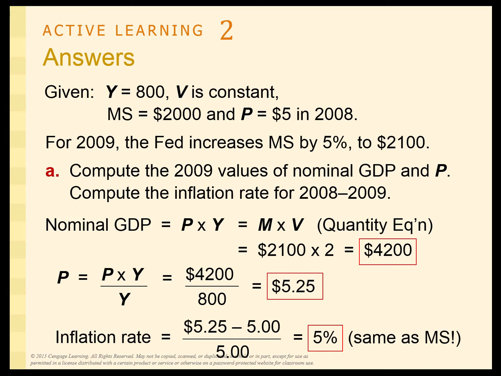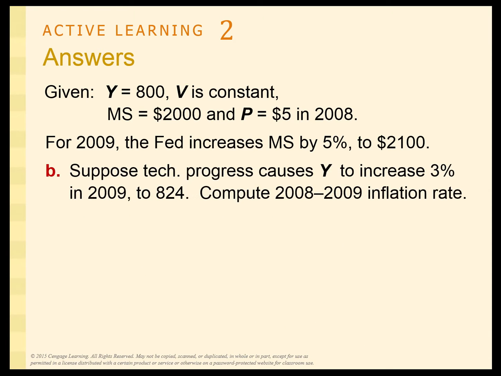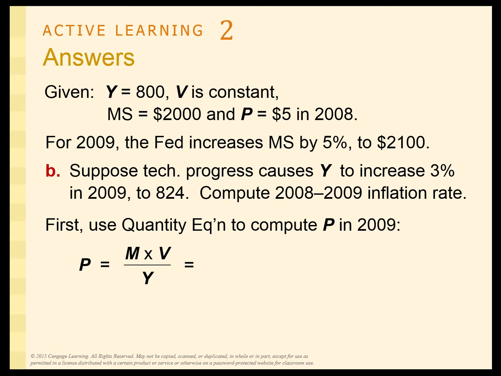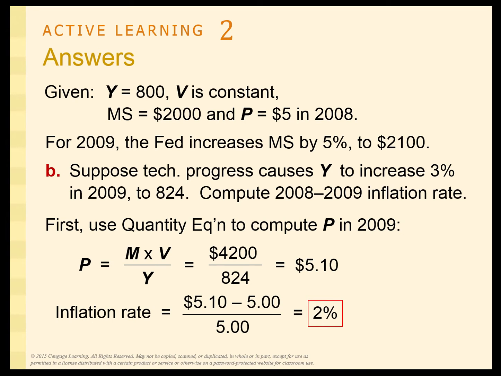This is exactly what we saw earlier. When the money supply goes up by 5%, then the price level goes up by 5%. Now let's say, though, that y increases to 824 this time. So when I do the division this time, the price level is only $5.10. The inflation rate then is only 2%.